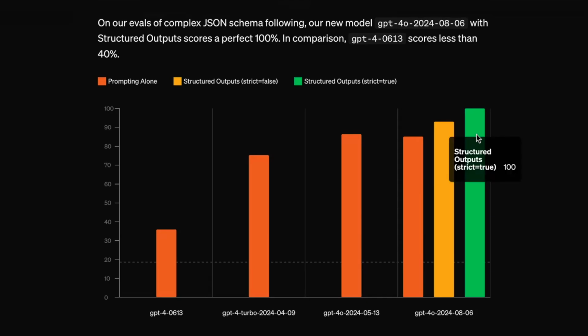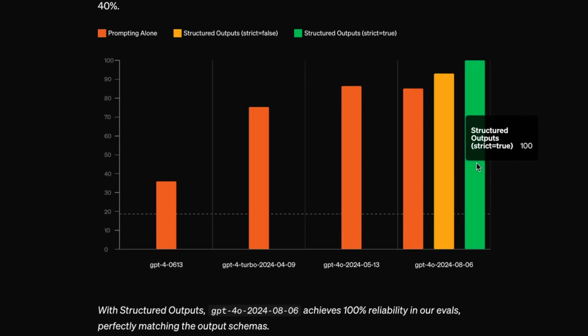This particular model with structured outputs with strict equal true, which just means that you're enabling the structured outputs feature. And then you will see how it compares with this one, which is strict equal false. We'll touch on that. But you will see how, compared to just prompting alone with GPT-4 0613, it's even below 40%, and this one is 100%. You will see the differences here in performance.